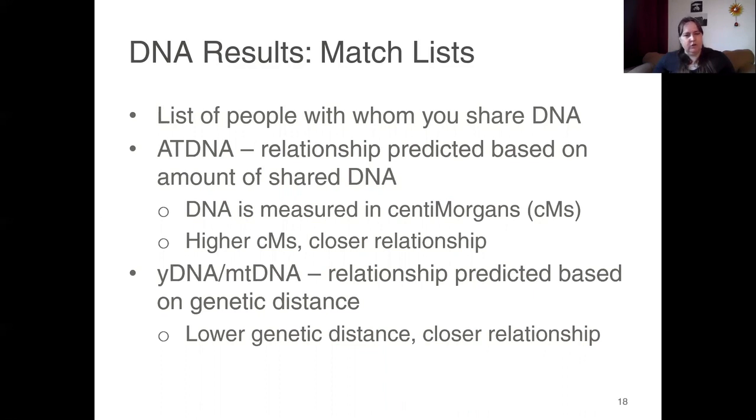For Y DNA and mitochondrial DNA, the relationship is based on how closely the DNA matches, the number of differences between two DNA samples. Those differences are listed as a genetic distance. So the lower the genetic distance, the closer the relationship when you're working with Y DNA and mitochondrial DNA match lists.